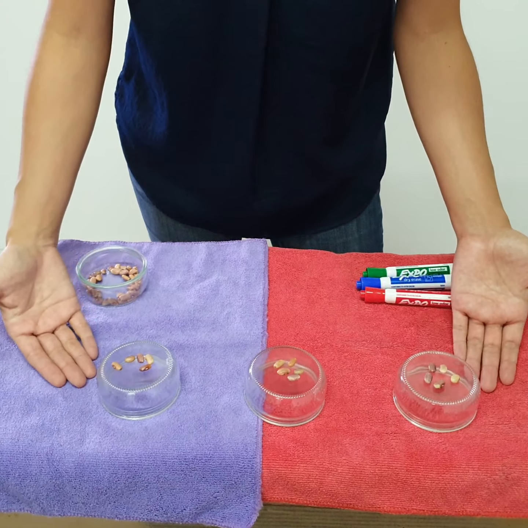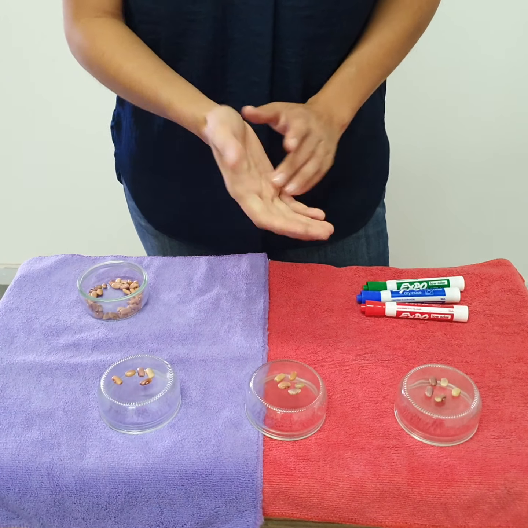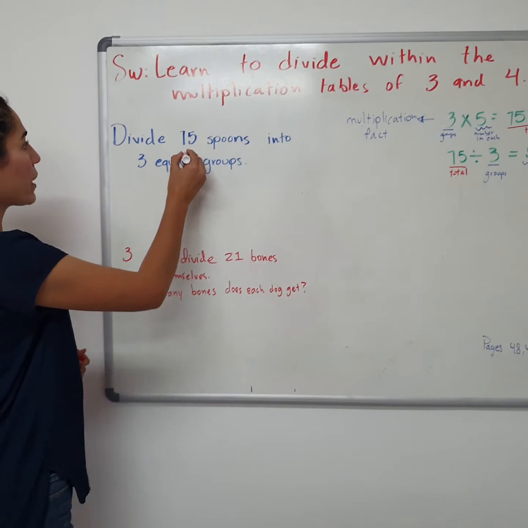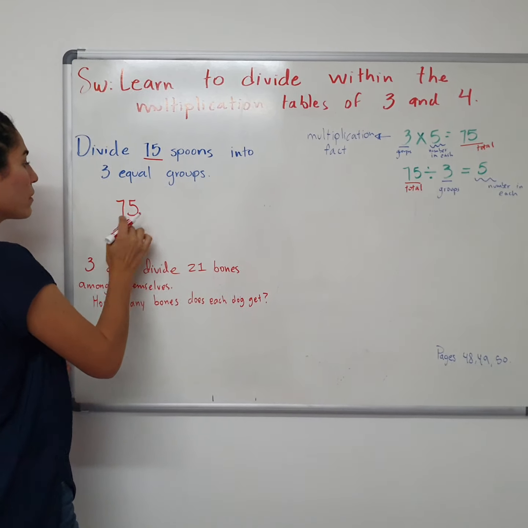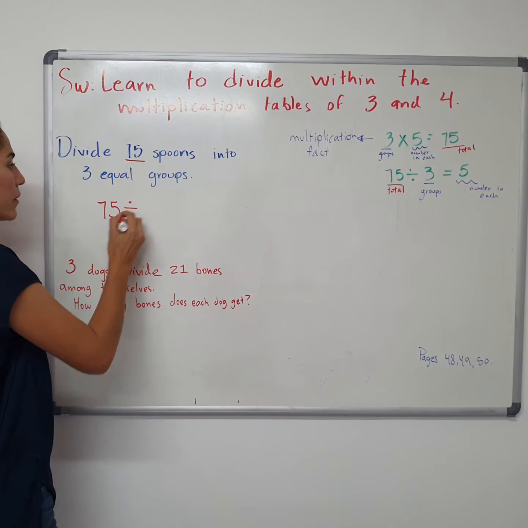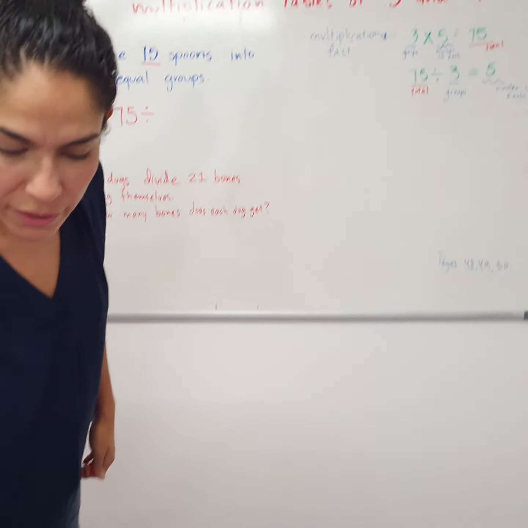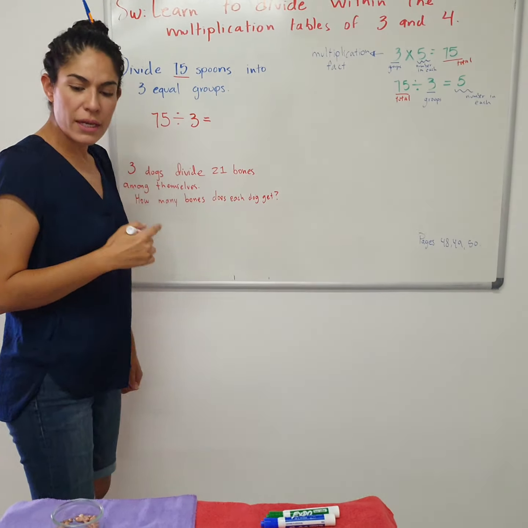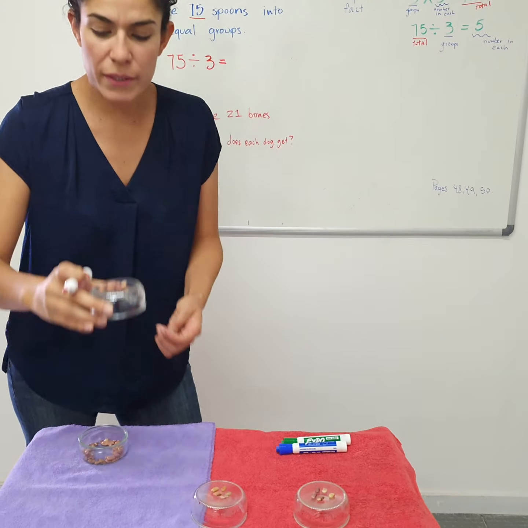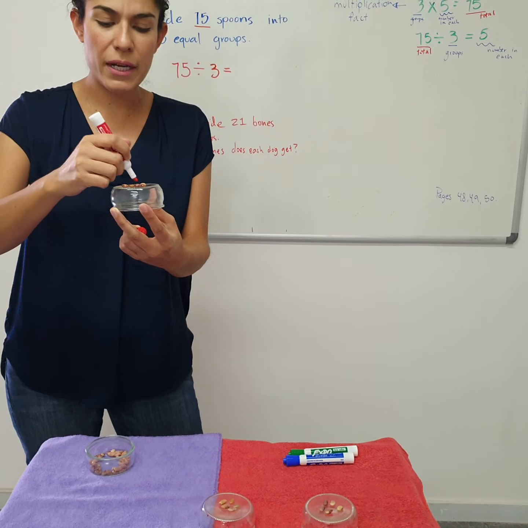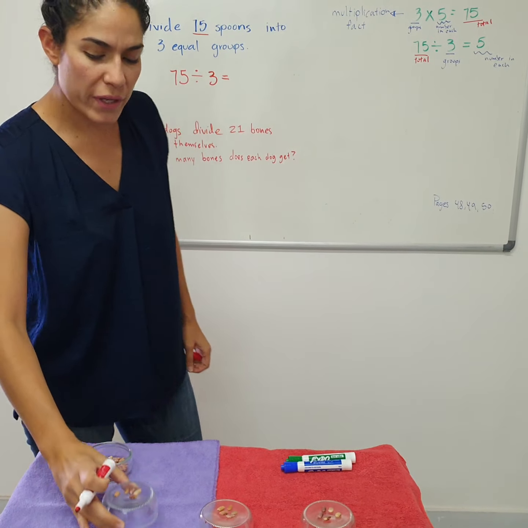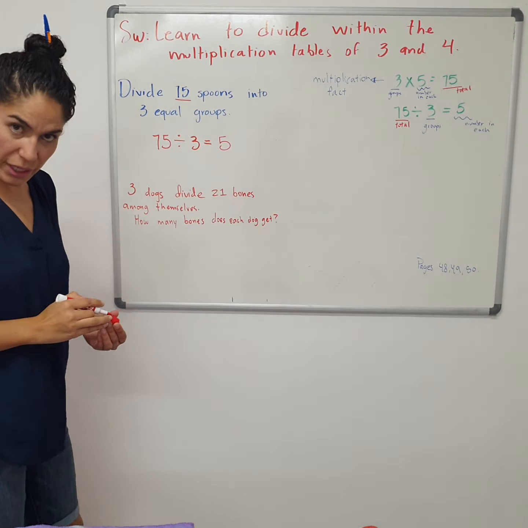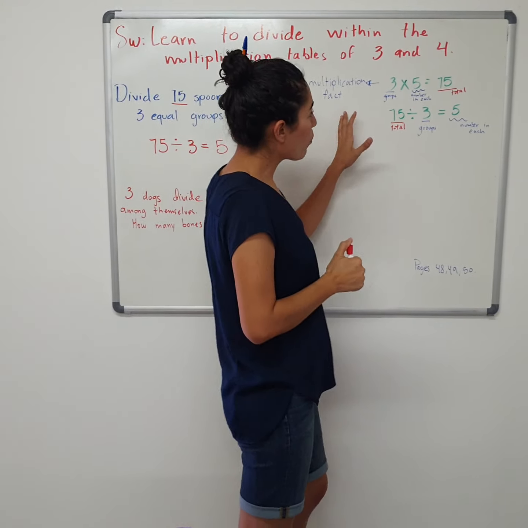If I want to show this as a division sentence, I will do it like this. I will have to write 15 divided by, how many groups do I have? 3. Equals, my response is going to be the number of beans that I have in each one of the groups. We said that was the number 5.